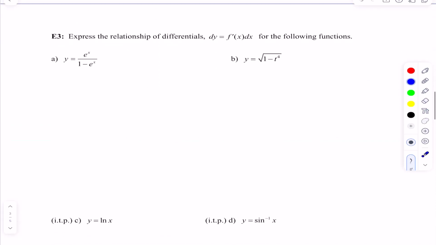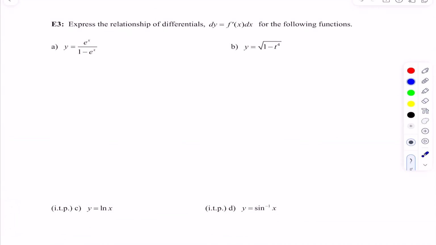Now, when you study antiderivatives, you don't need to draw this geometric picture over and over again. We simply use the definition and we look for a differentiable function. Let's look at these examples and let's express a relationship of differentials. The word relationship here just means an equation.